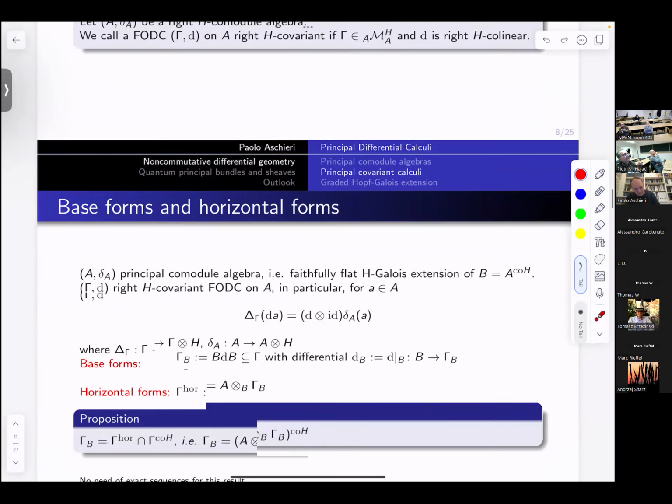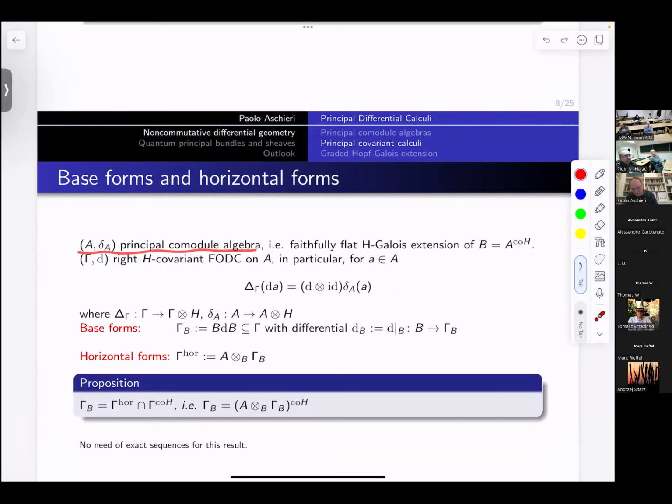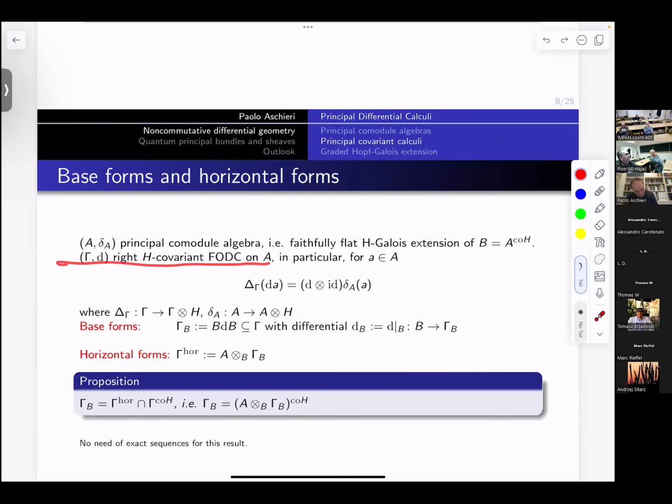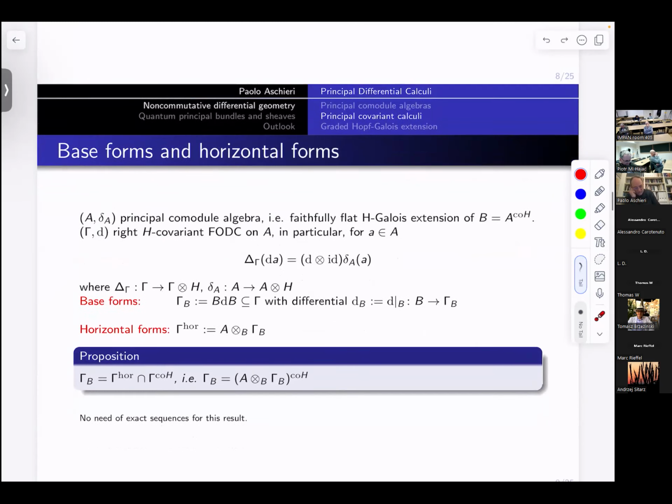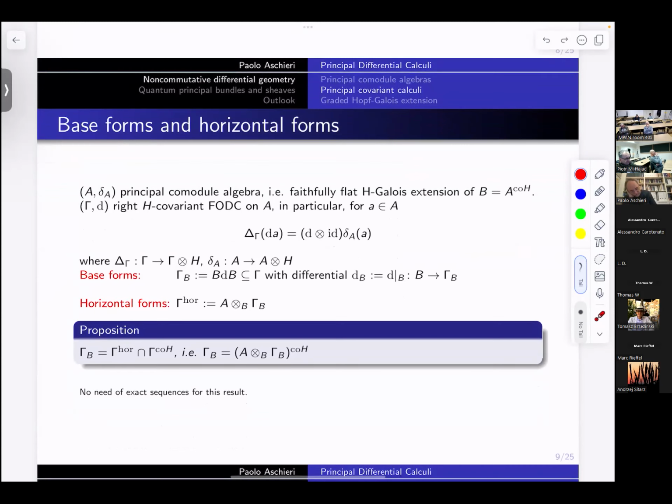Okay, given a differential calculus on a principal comodule algebra, such that it is a Hopf-Galois extension of its coinvariant elements, and given, as I said, a differential calculus that is H covariant, then we can automatically, canonically define the space of base forms. This is simply obtained as the linear span of elements b db', where b are elements of the subalgebra of coinvariants. And there is automatically what I would call a pullback calculus, an induced calculus on the subalgebra B.